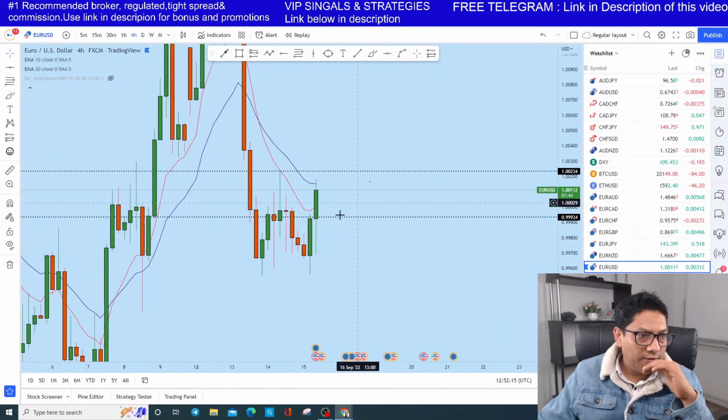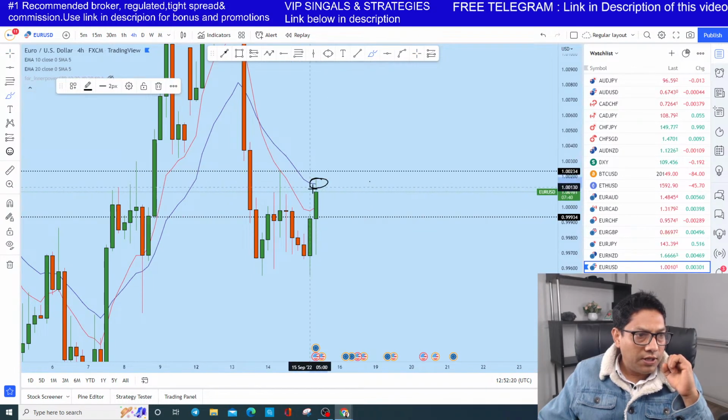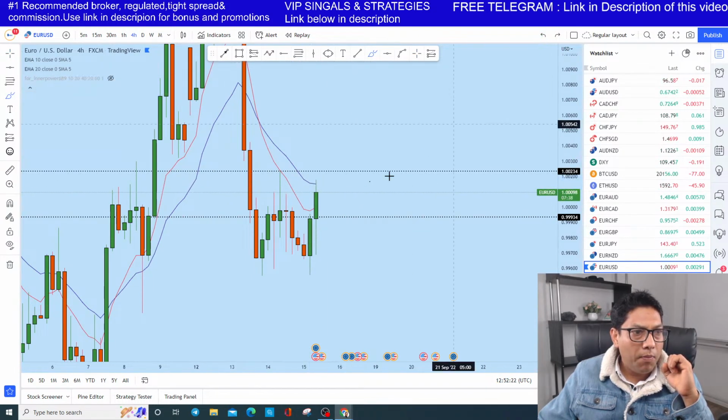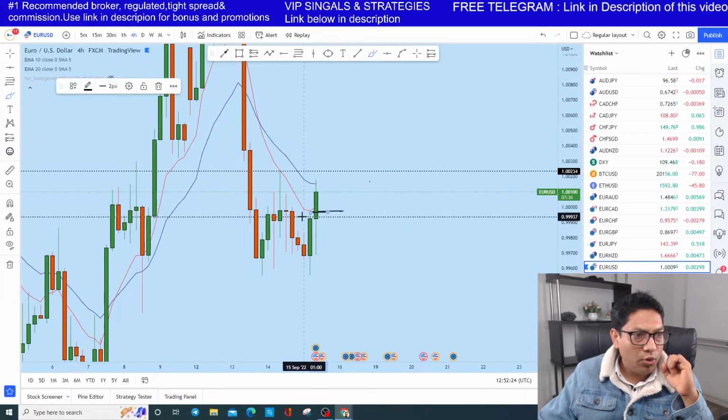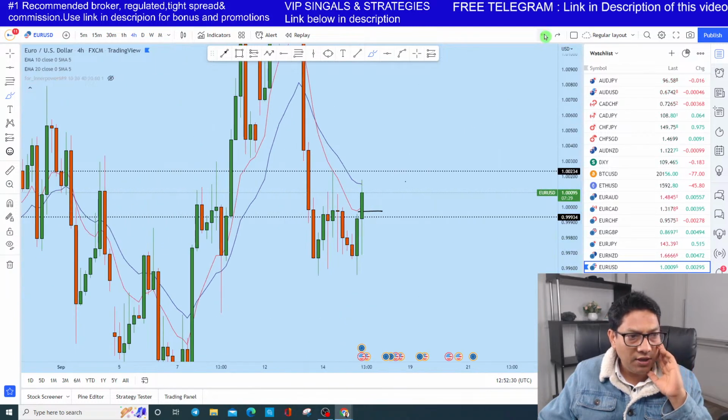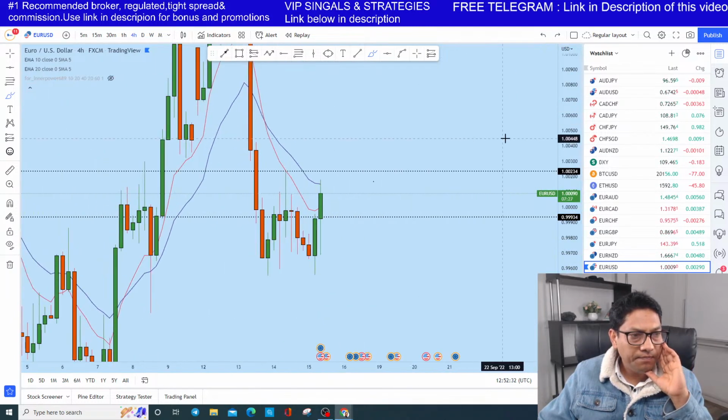So what I think, as I told you, is that euro dollar, okay, tested this 20 MA. Now it might close as a doji somewhere here, and then from this zone we could see euro dollar coming down. That's what I think. Let's see what happened.